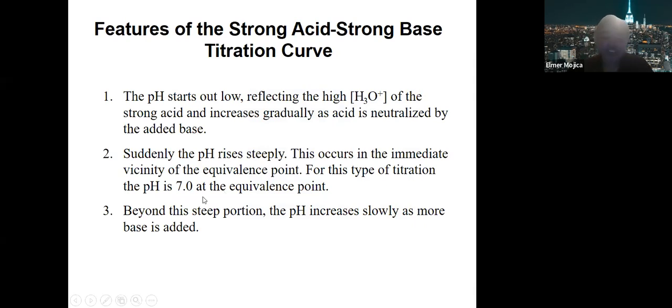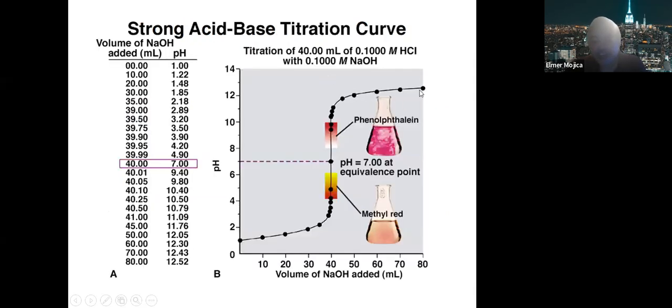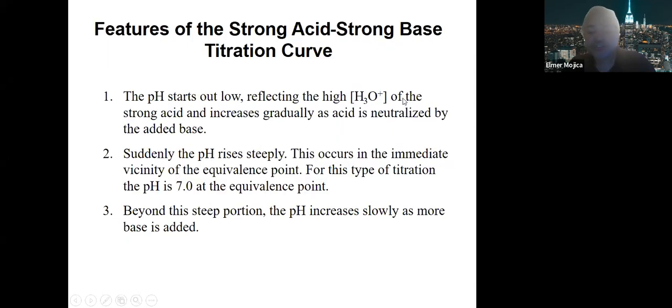So this type of titration would have pH 7 as the equivalence point. Beyond this steep portion, the pH increases slowly as more base is added. So if you add more base here, the pH will just increase slowly.